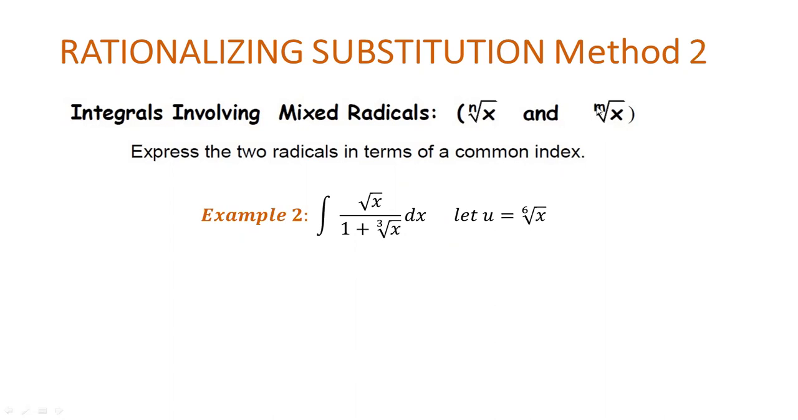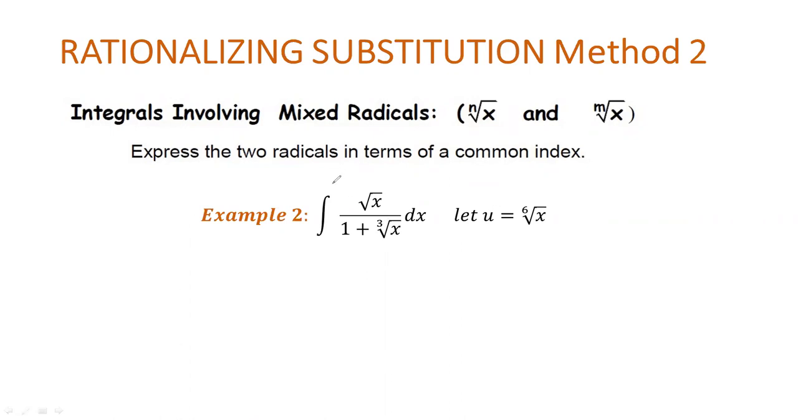Now, what do you do if this case happens or if you are provided with such an integral to evaluate? You have to express the two radicals in terms of a common index. Now, question, what is this common index? What is this common index that is being referred here? If this is 1/2 and this is 1/3, you multiply the two, that would be 1 over 6. Then the common index is 1/6.